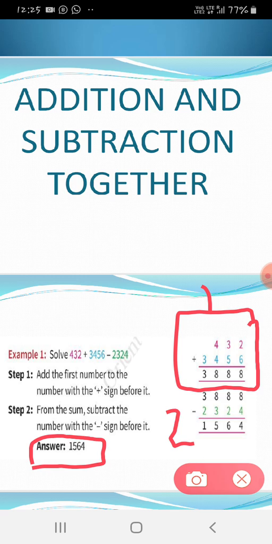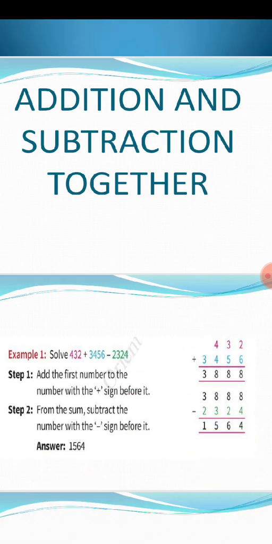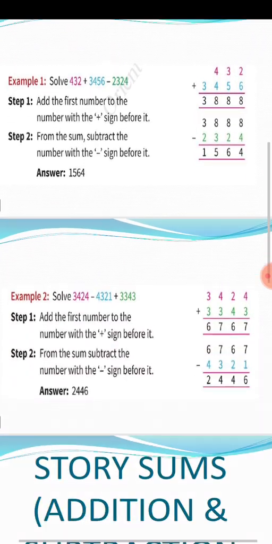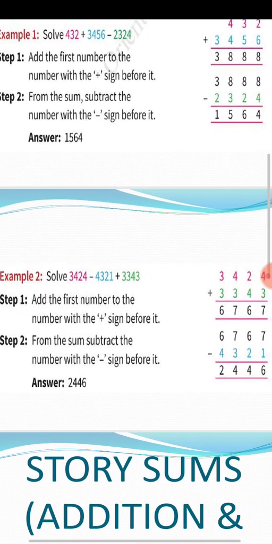Now, if the condition arises that the first number is 432, next number is minus, and the third number is plus. Next number is subtraction, third number is of addition. Then what you will do? We will see the number which is having a plus sign before it, so we will add the first and third number first. Let us see an example.